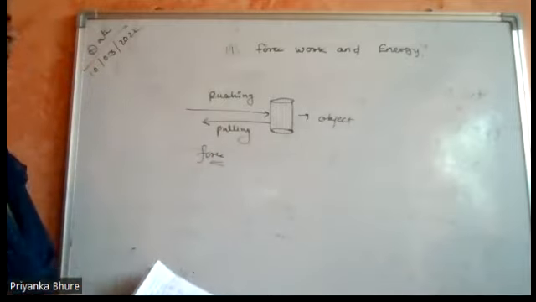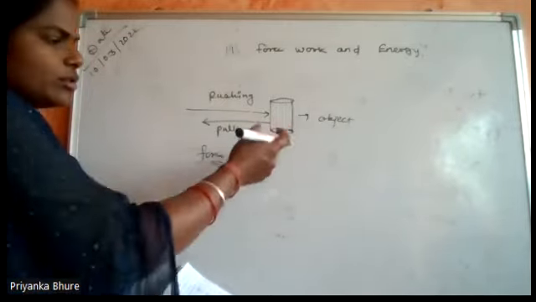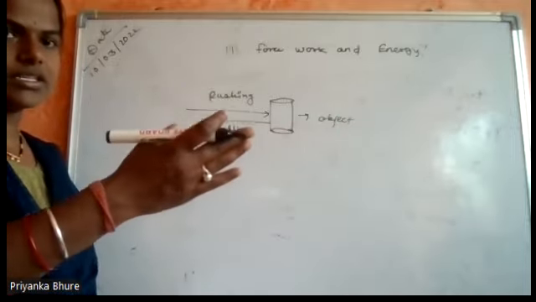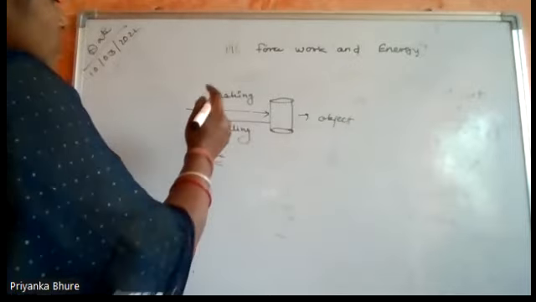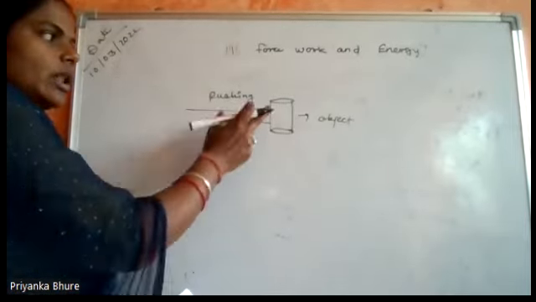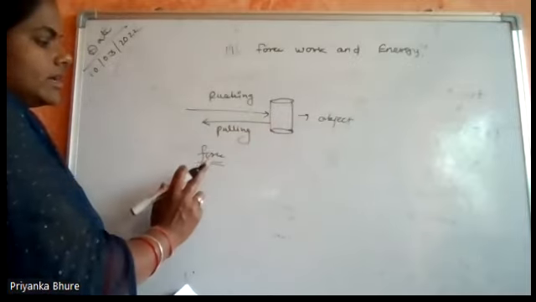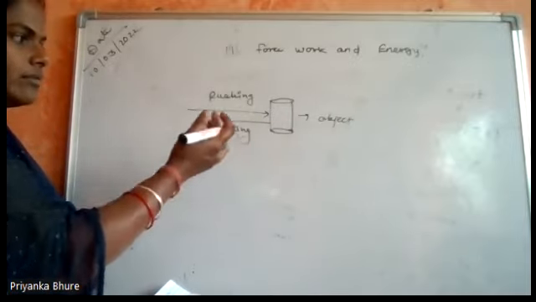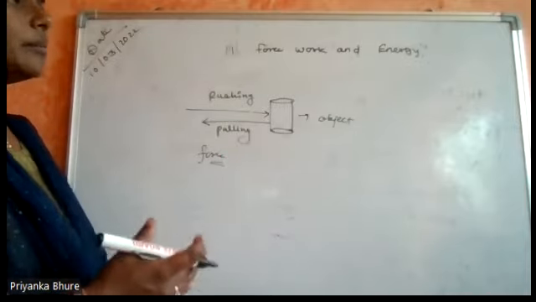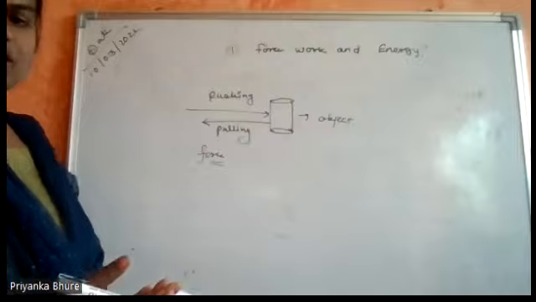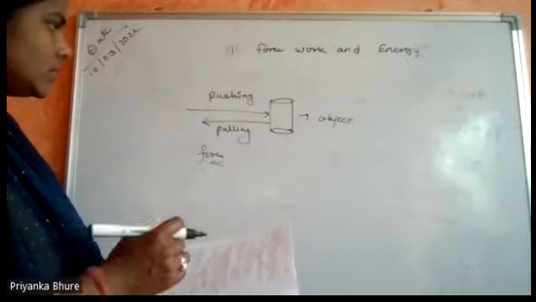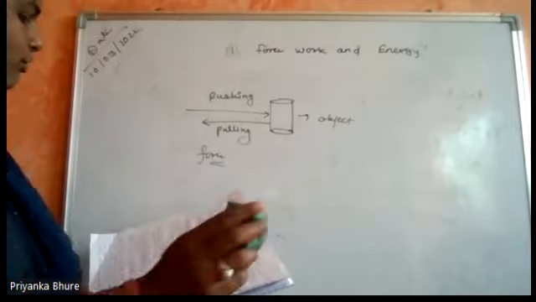Here, whenever we apply a force to an object, there may be a change in the shape, or it may change its place from one place to another. So the definition of force is: a push or pull acting on an object is called force. When we apply force, there may be a change in the shape of an object, and it may change the place of an object, that means it may move from one place to another. So this is the concept of force.